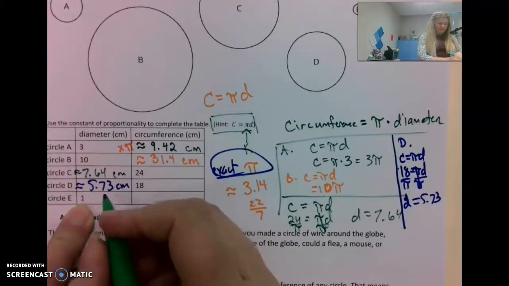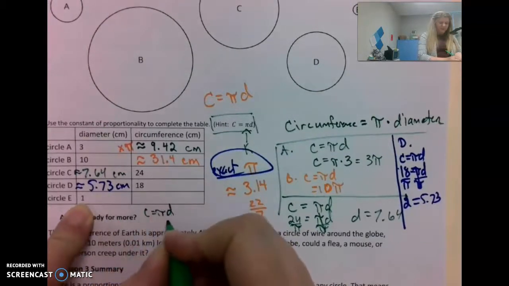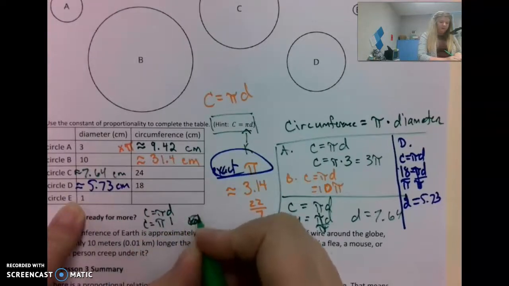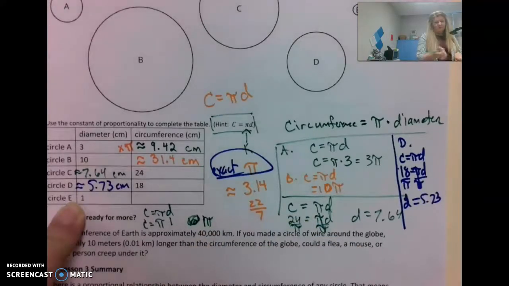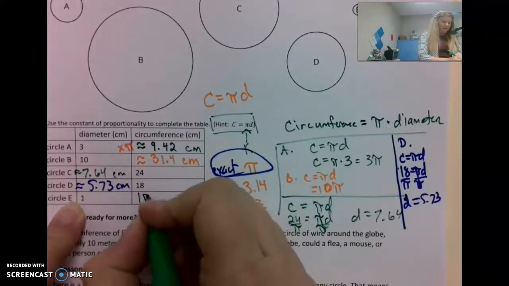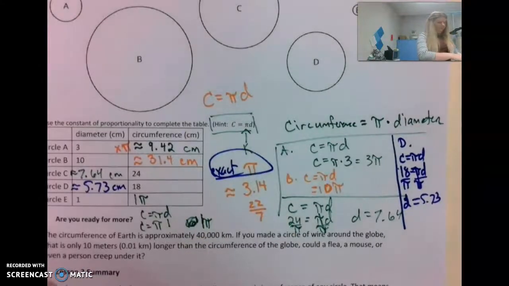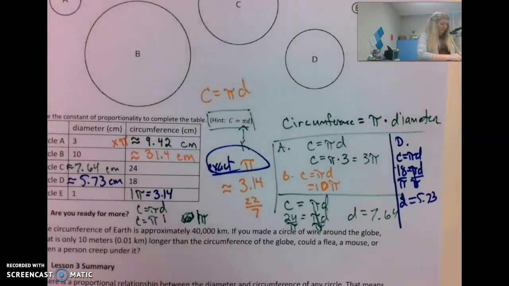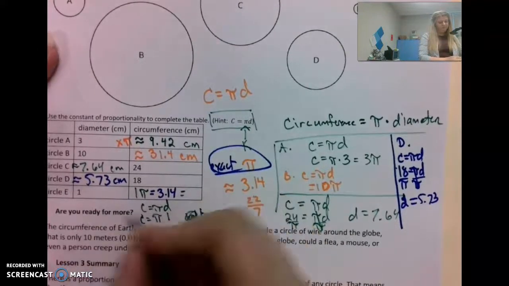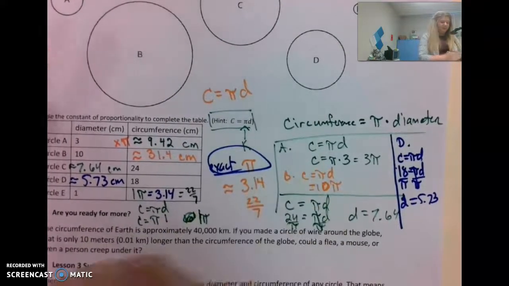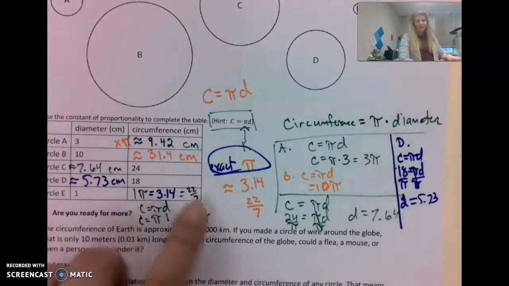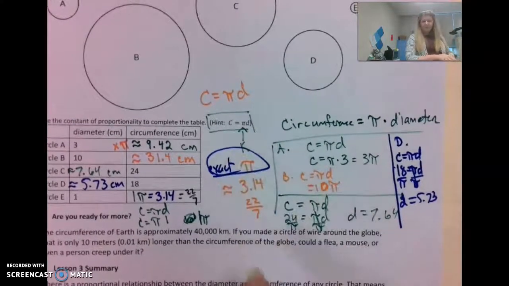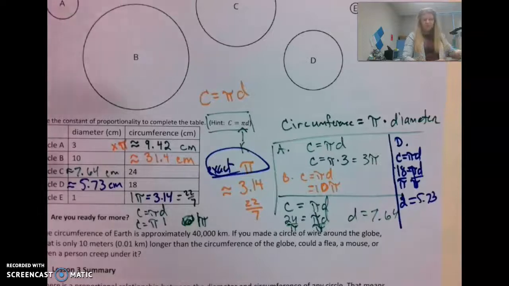So if I did exact here, circumference is pi times diameter. The diameter is 1. So circumference equals 1 pi, which would be just pi. So I could have 1 pi here. If I did 1 times 3.14, that would be 3.14. Or if I did 1 times 22/7, that would be 22/7. So there's 3 answers there that are all very close to each other, but depending on which you're asked for in a testing situation, that's how you would decide.